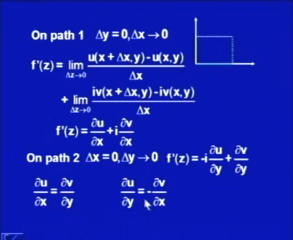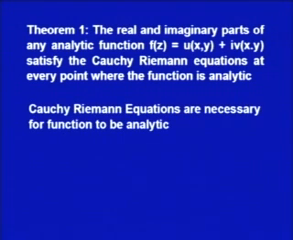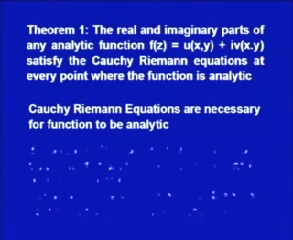Now, these conditions are called Cauchy-Riemann conditions. With this, we are now in a position to state the theorem. It says that the real and imaginary parts of any analytic function f z is equal to u x y plus I v x y satisfy the Cauchy-Riemann equations at every point where the function is analytic. Now, these Cauchy-Riemann equations are necessary for function to be analytic.